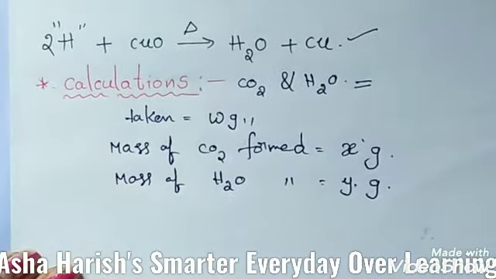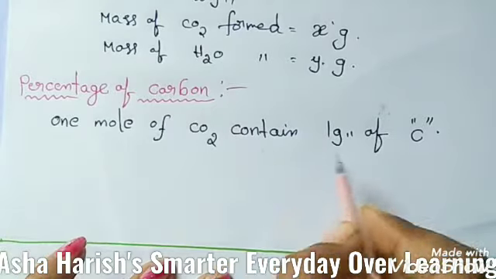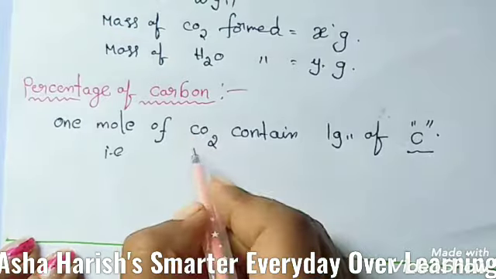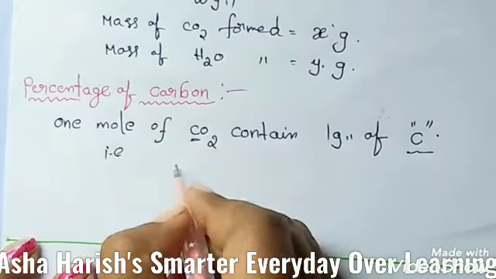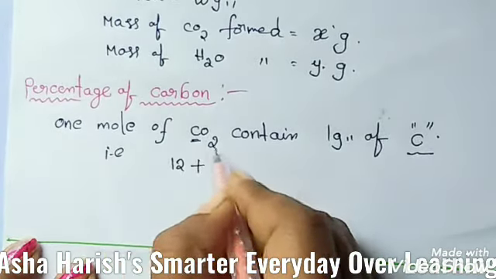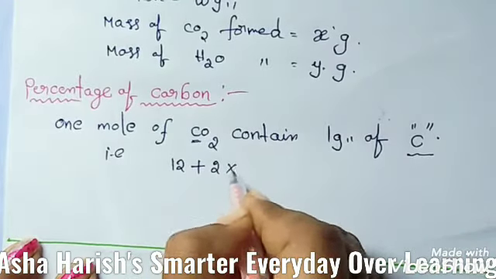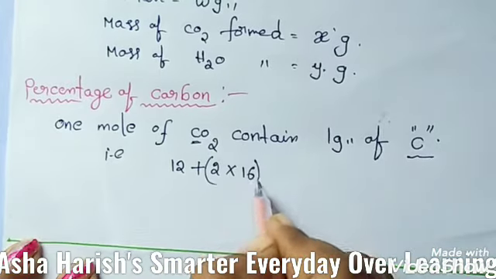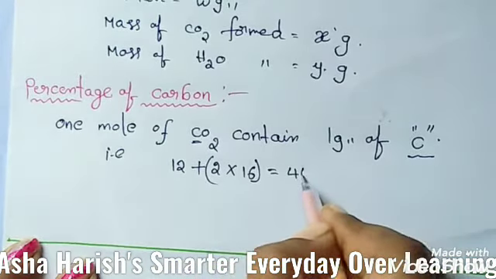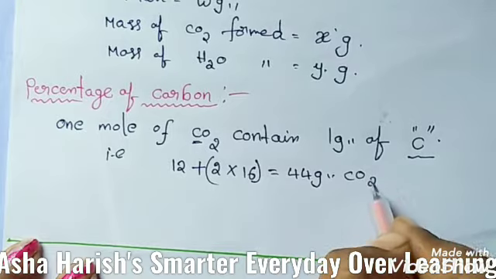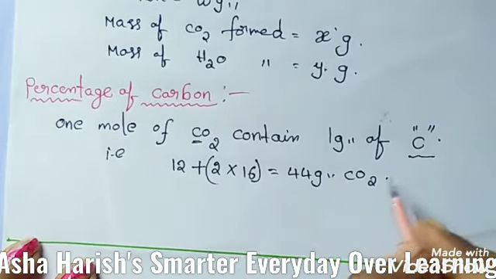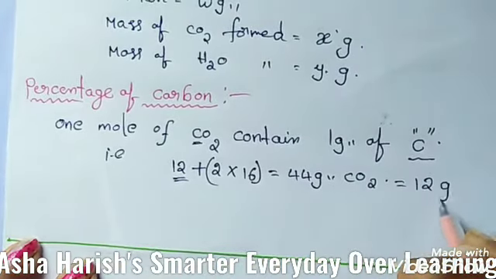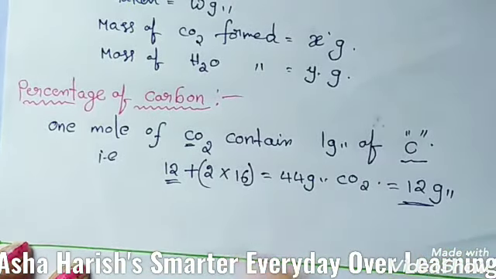Now the percentage of carbon. 1 mole of CO2 contains 1 gram atom of carbon. Carbon atomic mass is 12, plus 2 oxygen atoms, 2 into 16. So this is 44 grams of CO2. Then 44 grams of CO2 contain 12 grams of carbon.